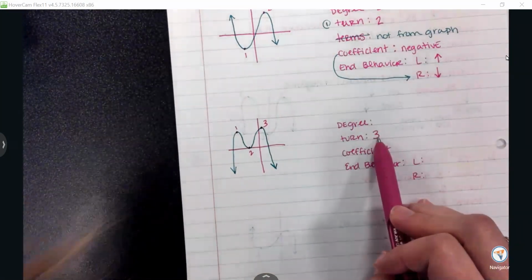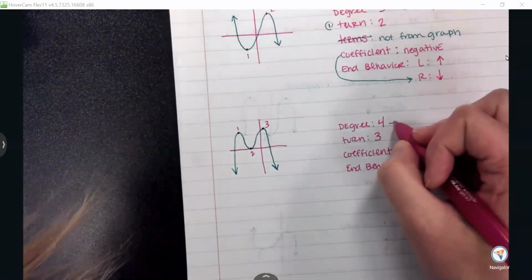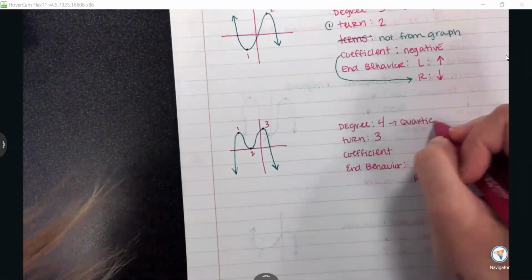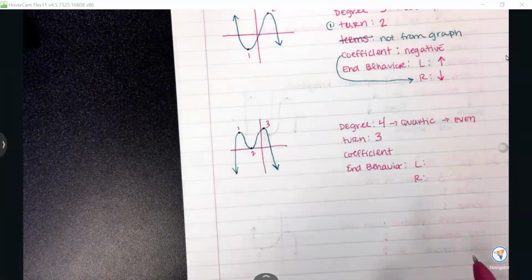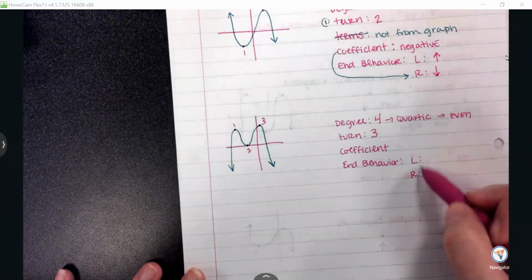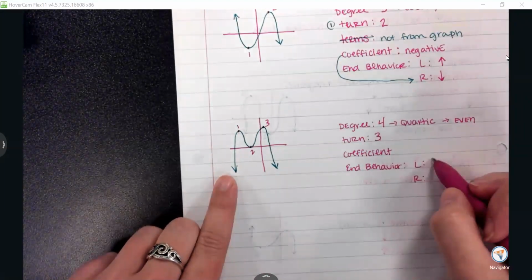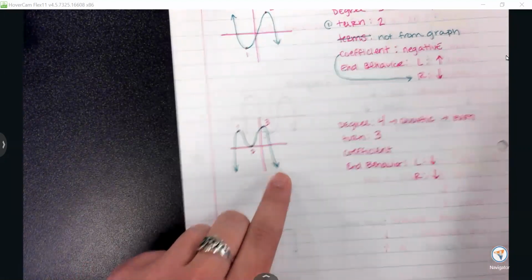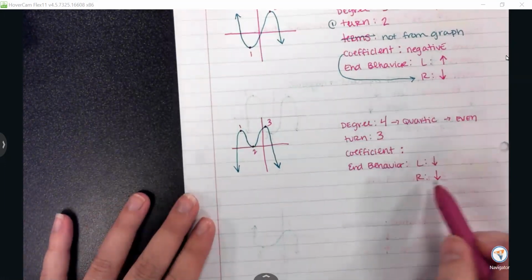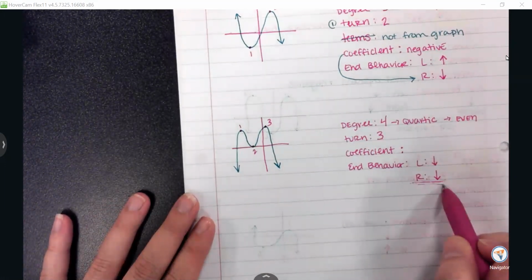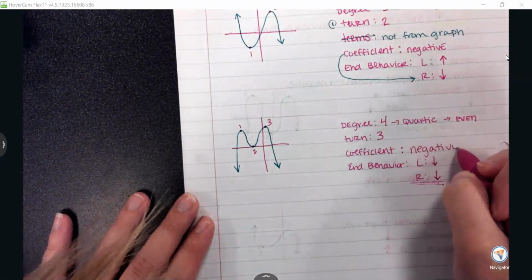And if I have 3 turns, I have to have 1 extra degree. So that would be a 4. That is called a quartic. And I know this is an even number. What does an even number tell me? That my left and right better be the same direction. And looky here, they are. My left arrow is pointing down, and my right arrow is pointing down. And then the last thing is my coefficient. Remember, my coefficient comes from the right side. So if my right arrow is pointing down, then my coefficient is a negative.